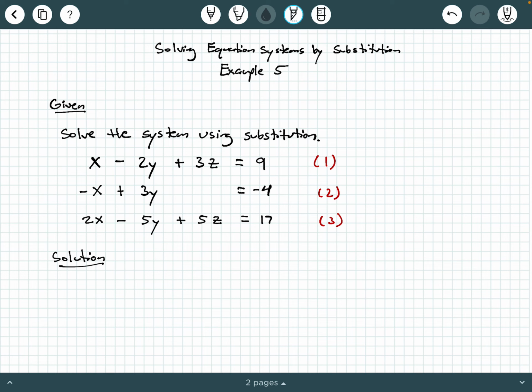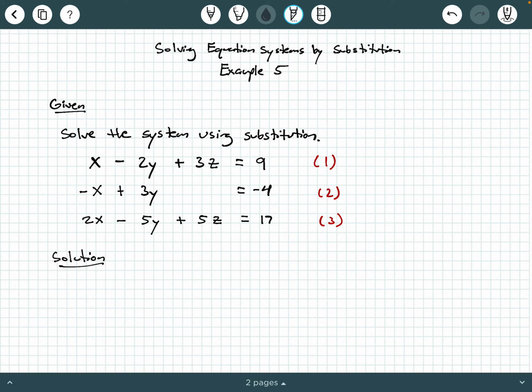So let's think about it. Maybe pause the video and think about it on your own. Which equation do you think would be good to start with and solve for one of the variables? So pause the video, think about it. Okay, I'm going to tell you.